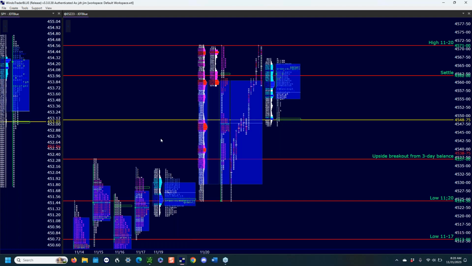No, it's just what you mean. Once a market gets a tone for the day, it's very hard to take that back. I mean, the mechanical thing is that you had an upside breakout from the 3-day balance. Go with it.